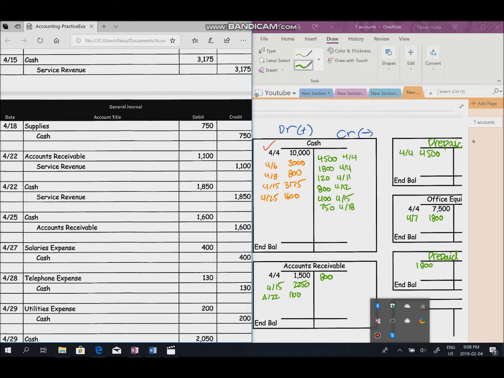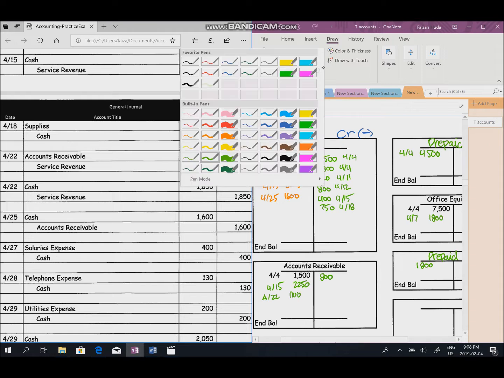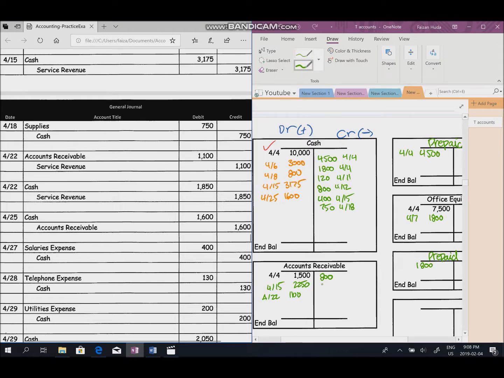1,600. Next is accounts receivable. It's credited by 1,600. So I'm just gonna credit 1,600 for accounts receivable. It happened at April 25. Moving onwards and moving forward.